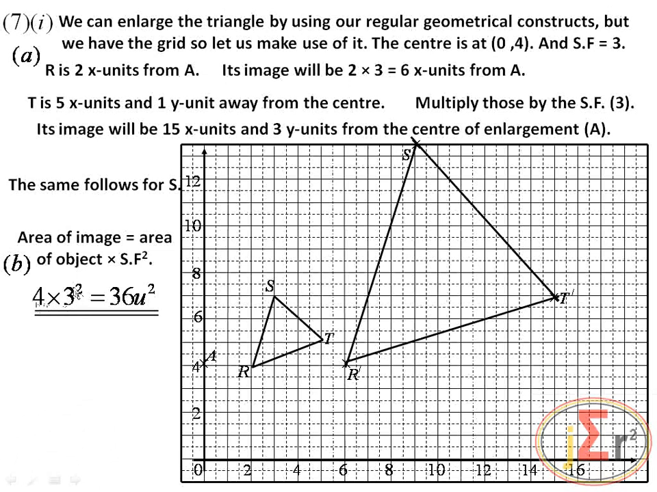So 3 squared is 9, which is the square of the scale factor, and we multiply that by the area of the object, and we get the area of the image. So we take the area of the object, multiply that by the square of the scale factor, and we get the area of the image.